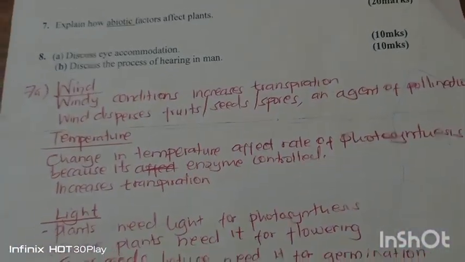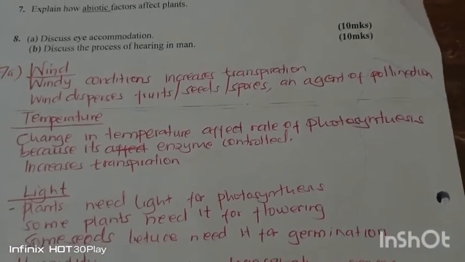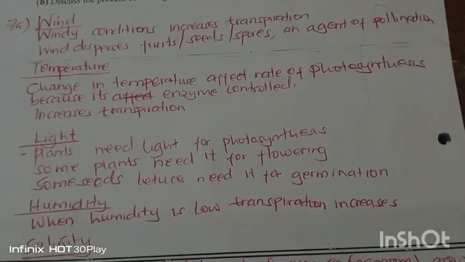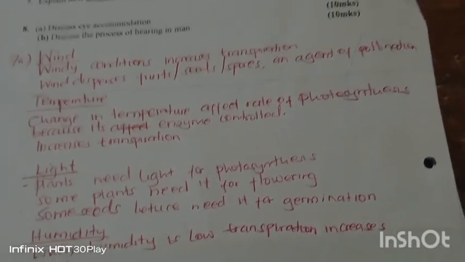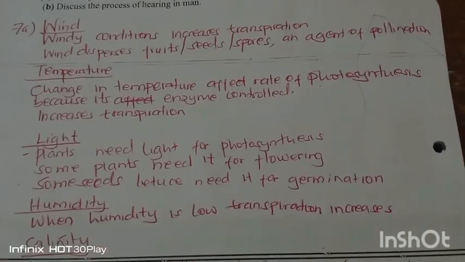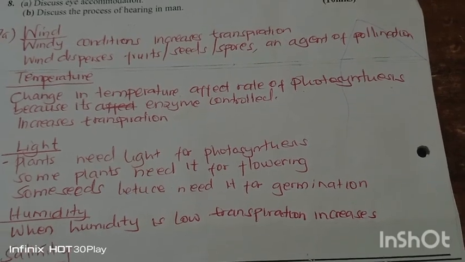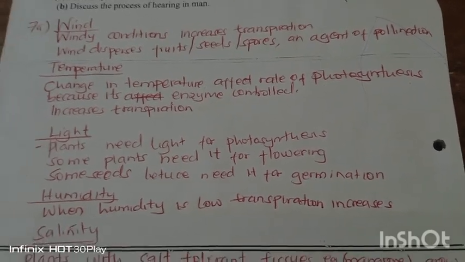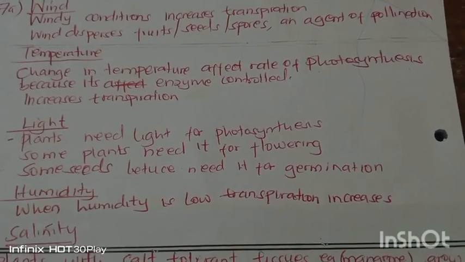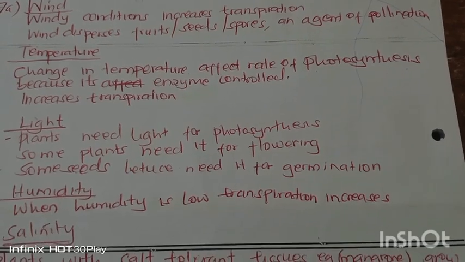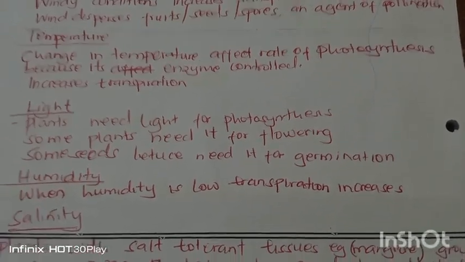Lastly, you've been told to discuss abiotic factors that affect plants. Abiotic factors are non-living factors that affect plants. The first one, wind. So windy conditions increases transpiration. Of course, the higher the speed of wind, the higher the rate of transpiration. And also, wind disperses fruits, seeds, and spores. So it's an agent of pollination.